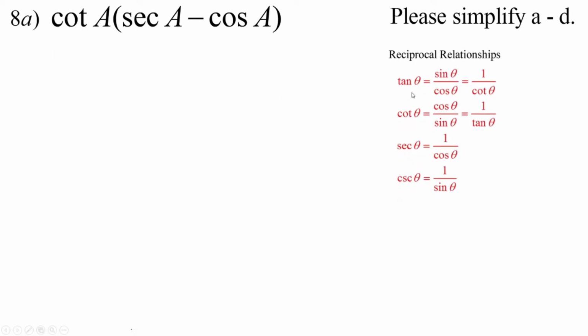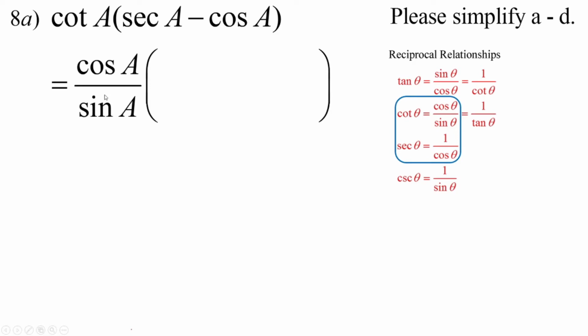And here's the reciprocal relationships right here. So I'm going to use the one for cotangent and secant. And I see cotangent of theta is cosine of theta over sine of theta. Secant of theta is 1 over cosine of theta. So see this cotangent of A? I'm going to write that as cosine of A over sine of A. The secant of A, I'm going to write as 1 over cosine of A. And then this minus cosine of A, I'm going to leave alone. We love cosine of A.